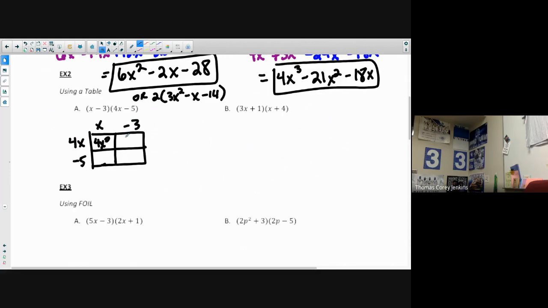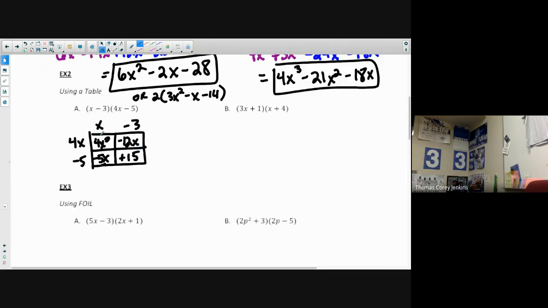Right here we'd have 4x times -3, so minus 12x. Here we'd have -5 times x, or -5x. And then here we'd have -5 times -3, or plus 15. All right, and then you just want to write out your final answer.